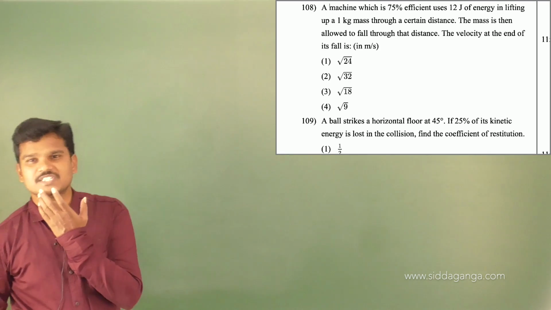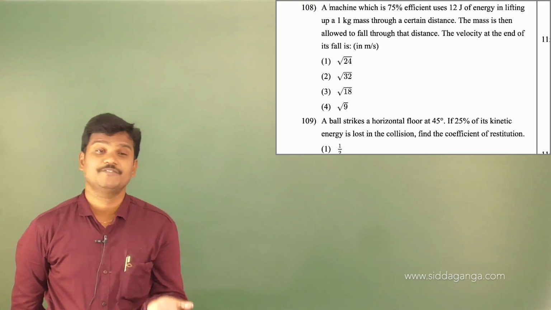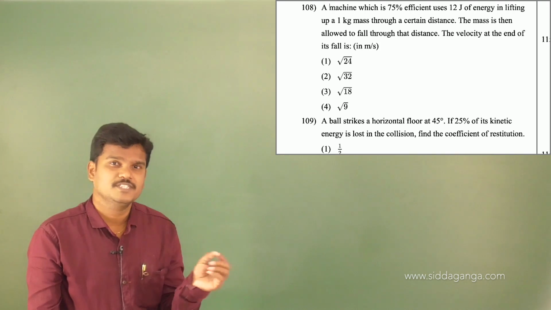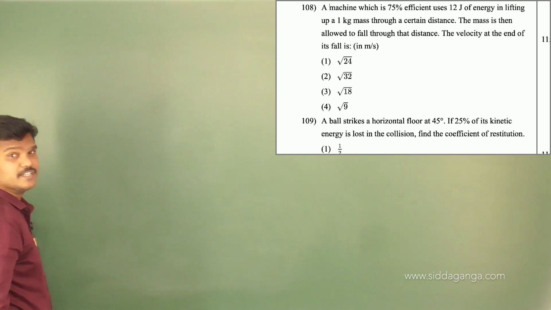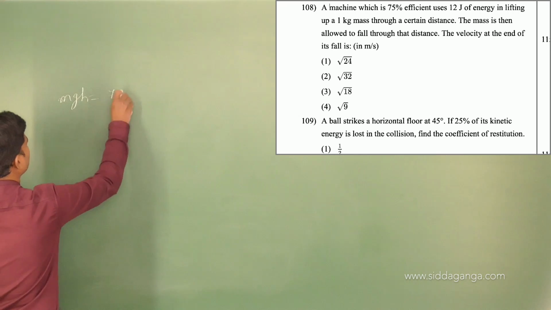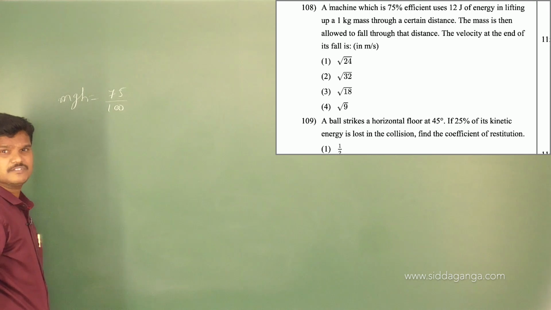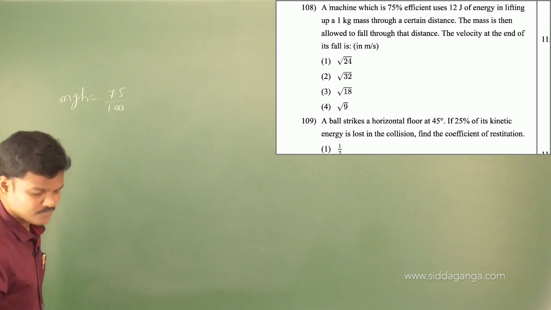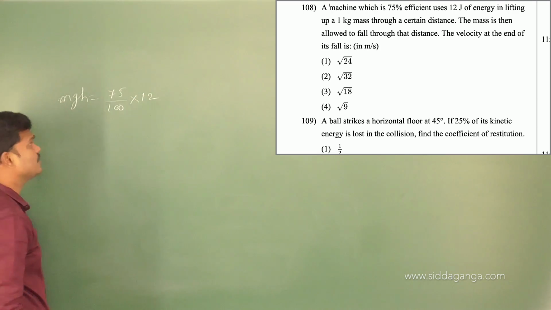The machine which is 75% efficient uses 12 joules of energy in lifting up. In lifting up, tell me, in which form is the energy? Is it potential energy or kinetic energy? No doubt it is potential energy. So indirectly they have given the potential energy mgh, which is equivalent to 75% of 12 joule. Okay, 75% of 12 joule.